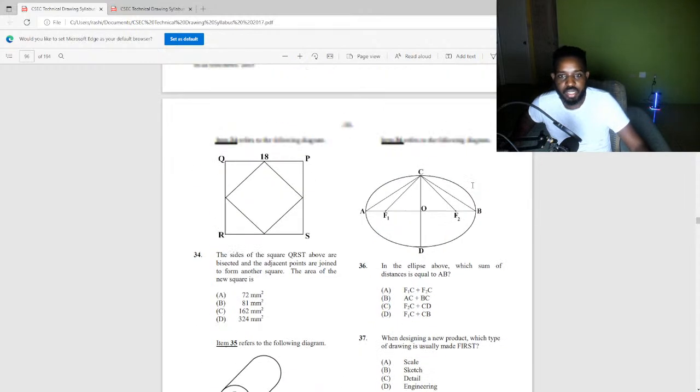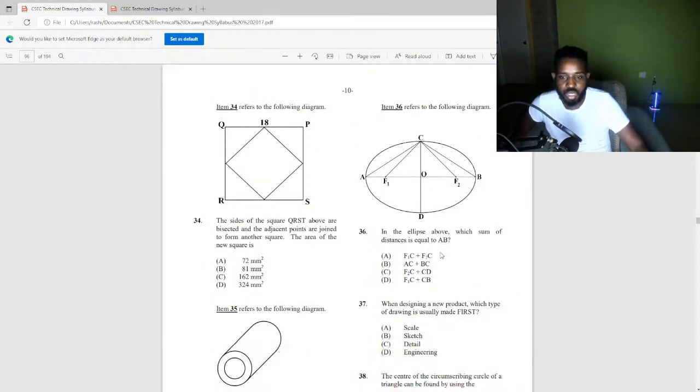All right, number 36 here says, in the ellipse above, which sum of distances is equal to AB? So this is the length of AB. Is it F1C to F2C? Is it AC plus BC? Is it F2C plus CD, F2 to C plus C to D? Is it F1C to CB? No, the answer is the first one, F1C to F2C.